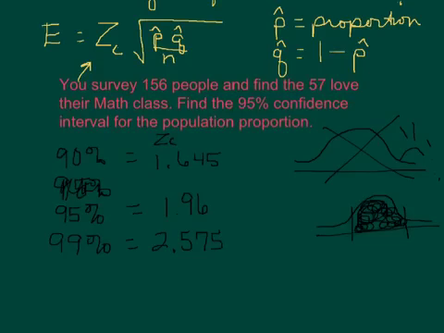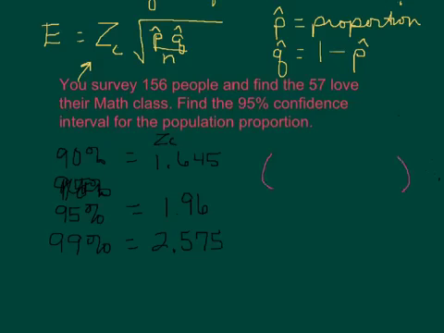So a confidence interval, if you remember, I'm going to erase these ugly things here so I can have room. A confidence interval is telling me where the population of all students falls. I've taken a survey of 156 students, and I found that 57 of them love math. But I want to know where the population proportion is falling. I can find the proportion of my sample. In fact, that's what we call p-hat.